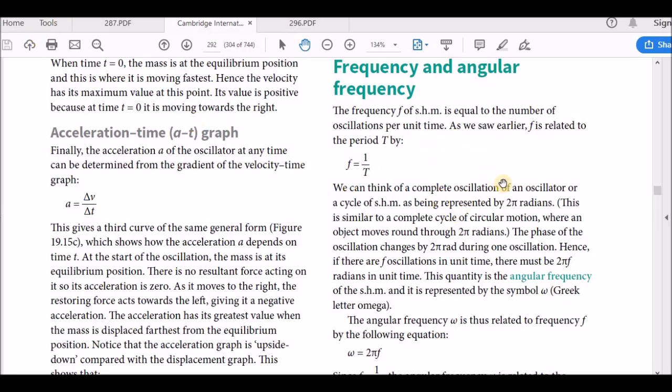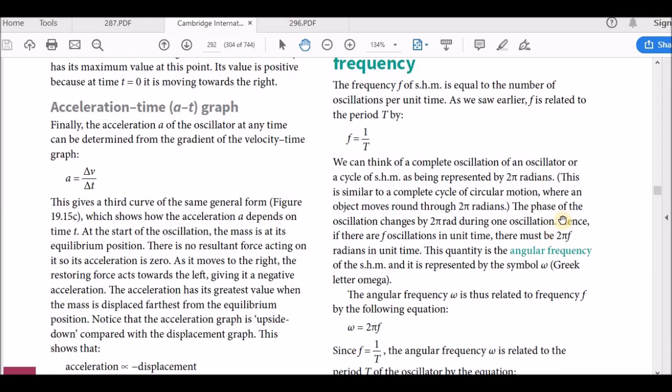Now you know for one whole wave we can take it as 2 pi radians. So similarly, we can think of a complete oscillation of an oscillator, or a cycle of simple harmonic motion, as being represented by 2 pi radians. This is similar to a complete cycle of circular motion, where an object moves round through 2 pi radians. The phase of the oscillation changes by 2 pi radians during one oscillation. Hence, if there are f oscillations in unit time, there must be 2 pi f.